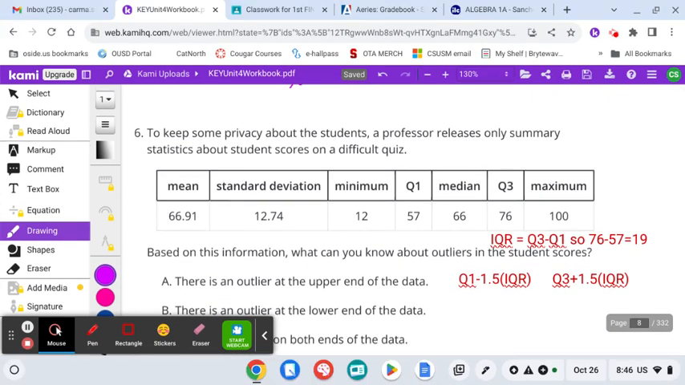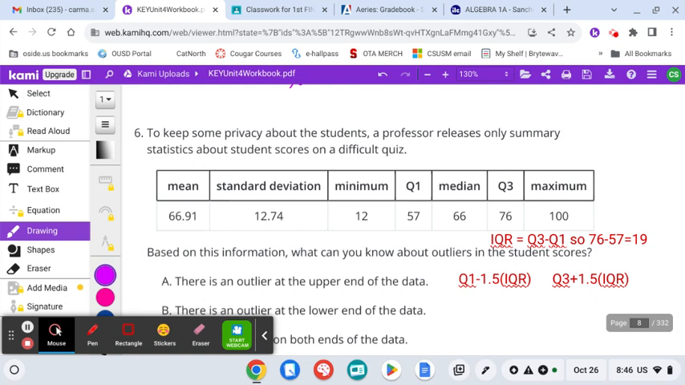For number 6, it's bringing us back to statistics from Unit 1, and we have to remember the little formula for IQR. So to keep privacy about the students, a professor releases only summary statistics about student scores from a difficult quiz. And here's the summary statistics they released. Based on this information, what do we know about outliers?